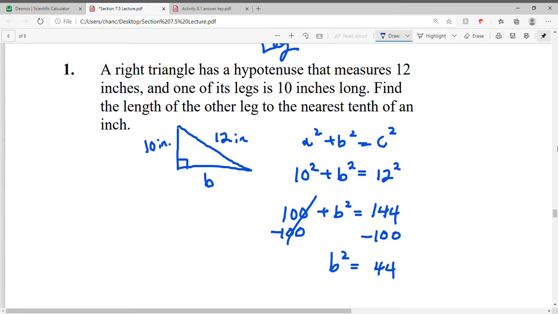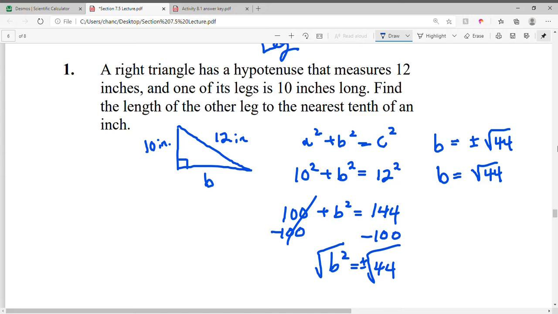Now to solve this, we can take the square root of both sides. Don't forget to include the plus or minus symbol when you take the square root of both sides. So we have b is equal to plus or minus the square root of 44. But it doesn't make sense to have the minus symbol because the distance cannot be negative. So we're just going to throw out the negative symbol. So b is equal to the square root of 44.